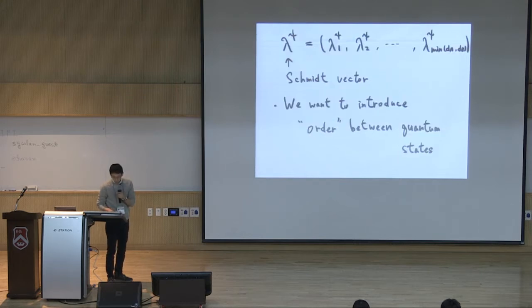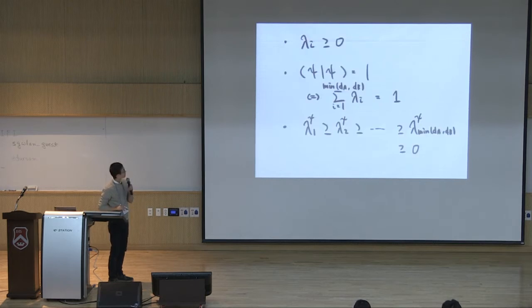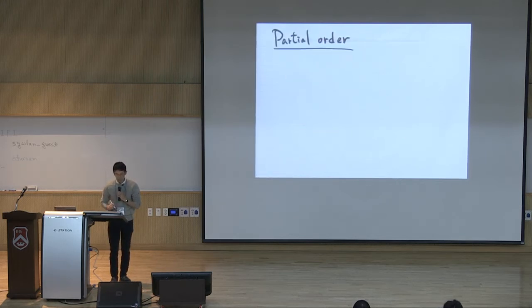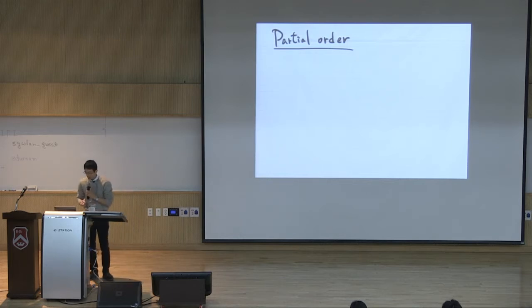So what we have done is that, given a quantum state, we can put it in a canonical form, and basically any quantum state, of course bipartite states, can be written in this form. So it is completely characterized by the Schmidt vector. Roughly speaking, this is the eigenvalue of the quantum state. Given the Schmidt vector, you completely specify the bipartite quantum state. Now we want to introduce a kind of order between quantum states using this form. But you can only introduce a partial order, not a complete order. I will explain why.